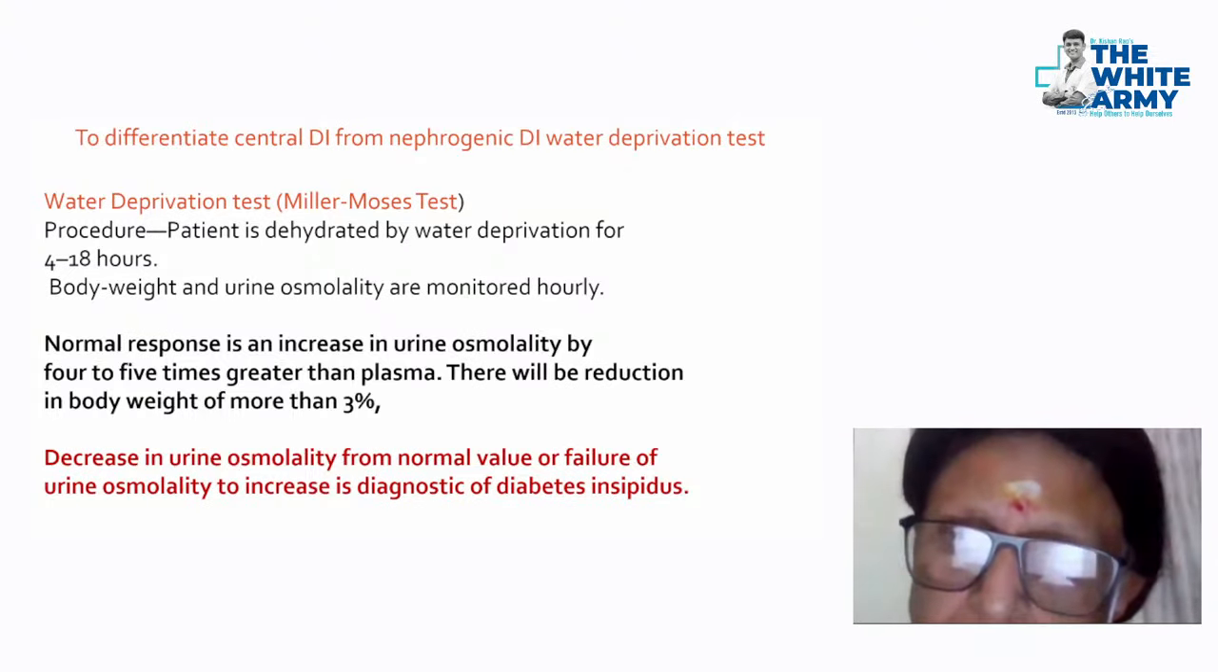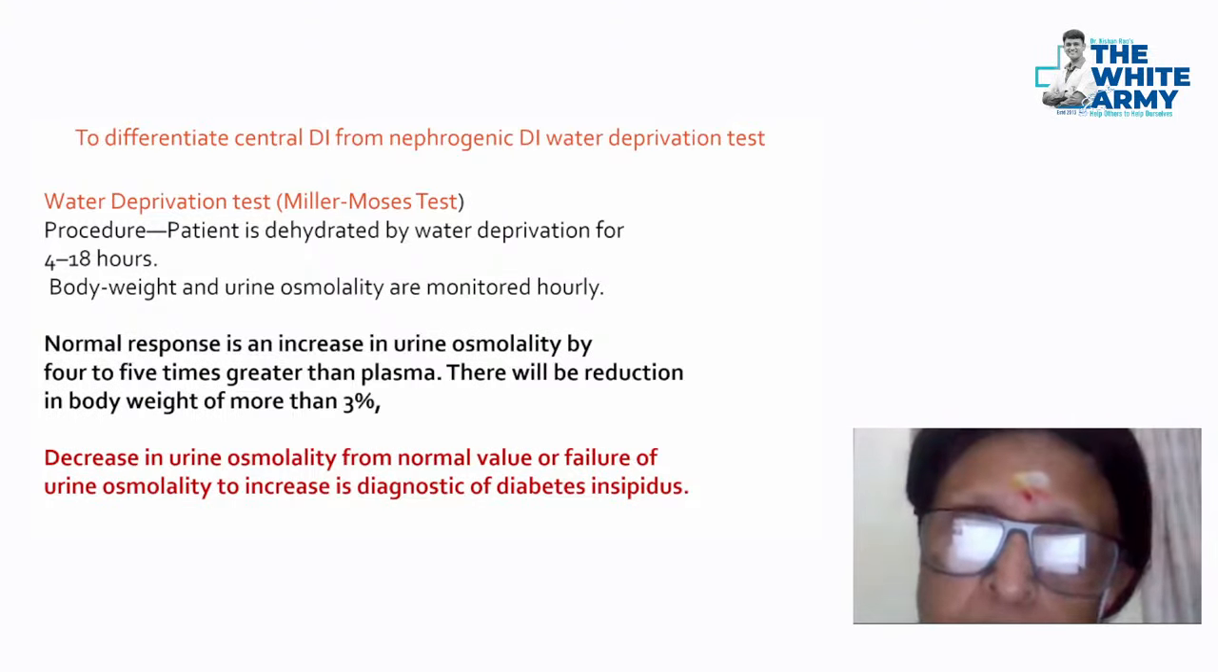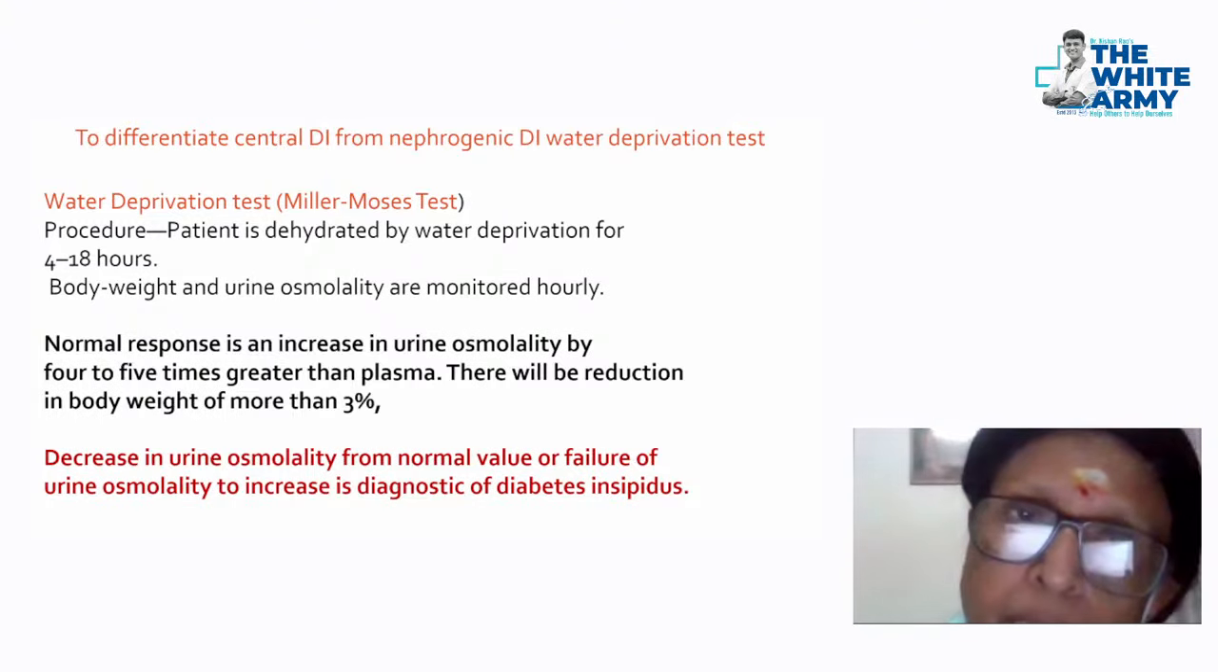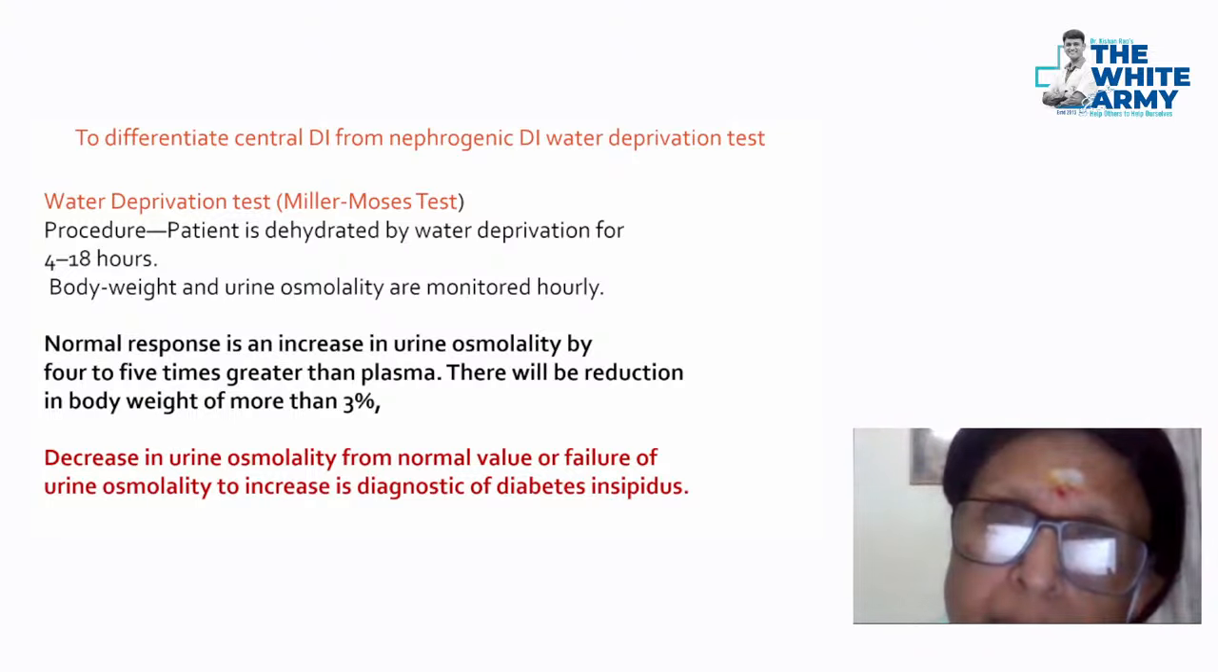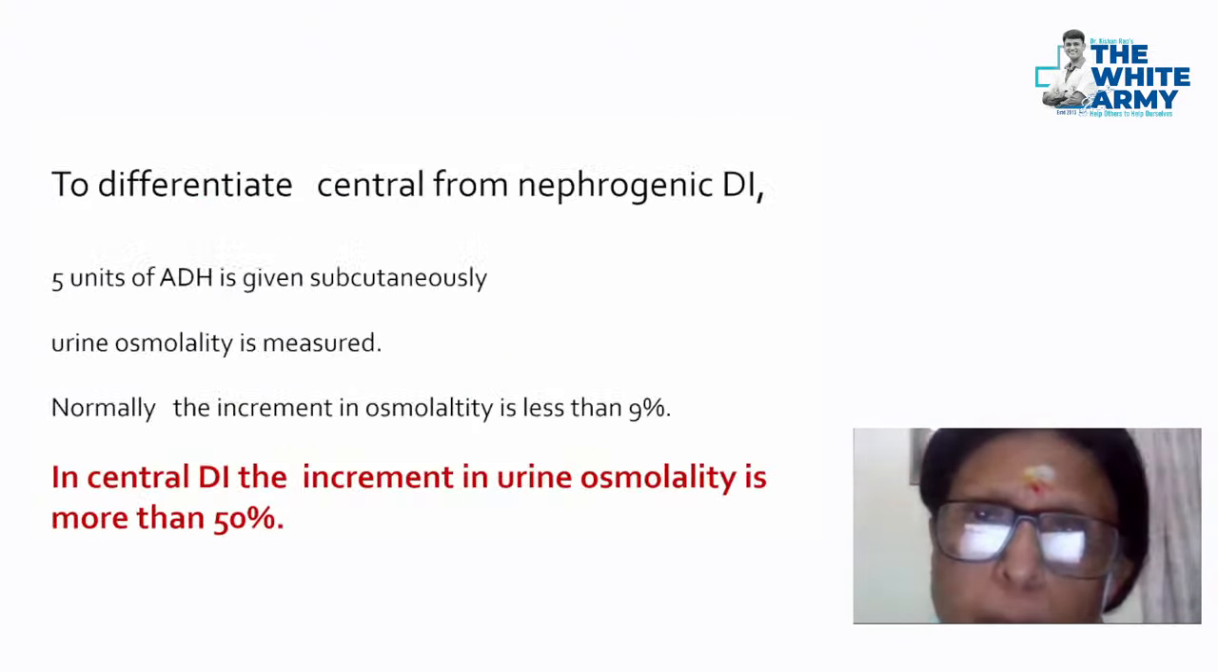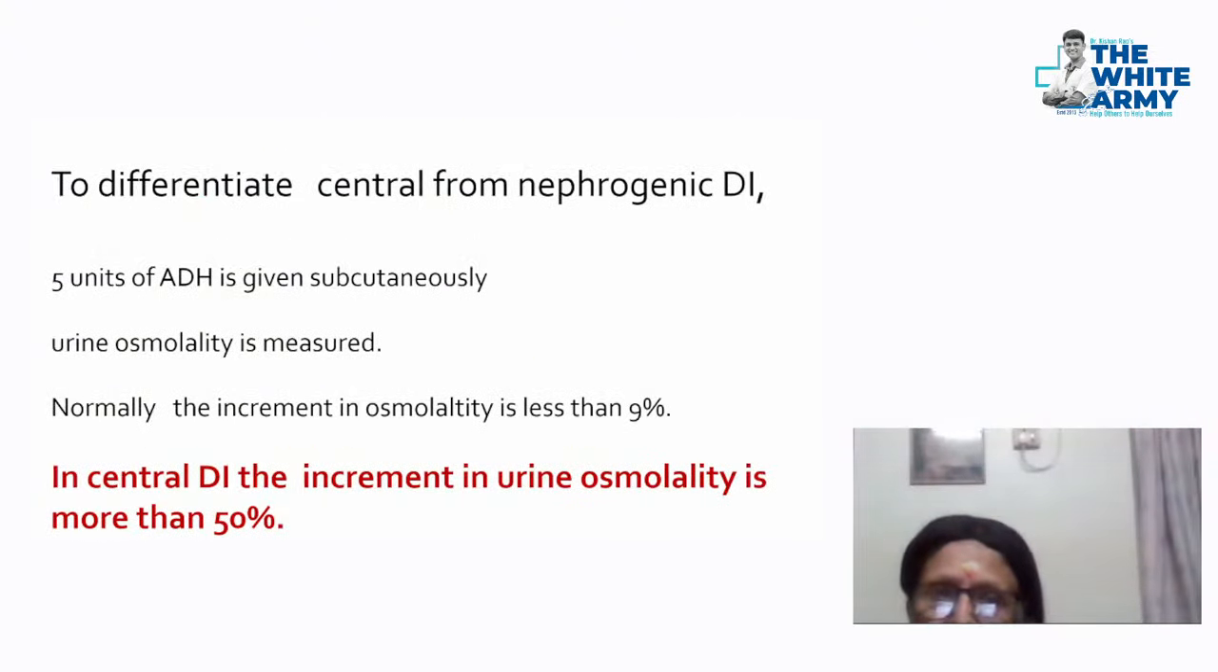So you have made a diagnosis. You have said this patient is not concentrating urine. The defect is due to antidiuretic hormone. So how do you proceed next? You have to find out whether the ADH is not coming from the hypothalamus pituitary axis, or the ADH is there but it is not acting on the renal tubule. How do you do that?